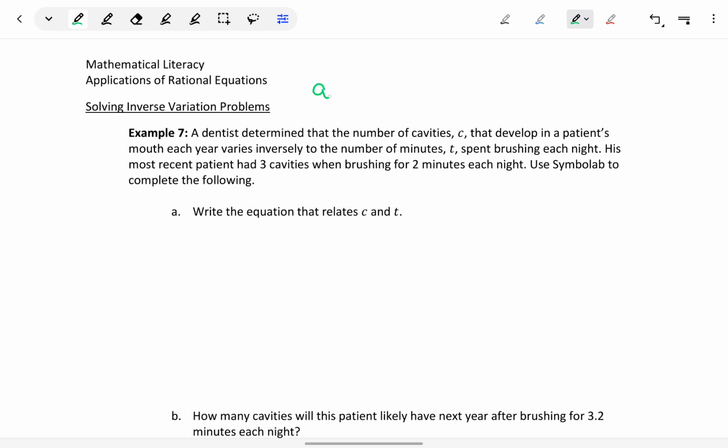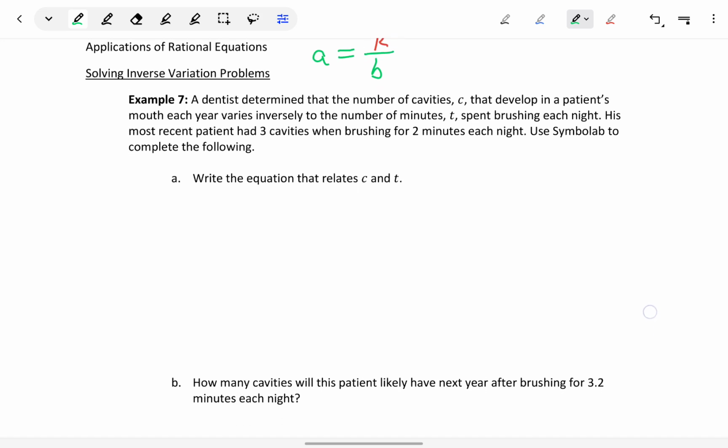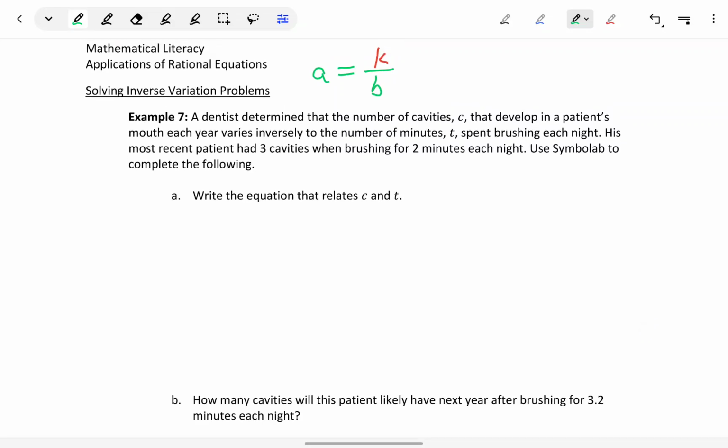Since in this case our two values vary inversely, rather than a being equal to some constant times b, it will be equal to some constant k divided by b. So there's an inverse relationship between those two values. And what we'll do is look at setting up an equation of that form for this problem. Again, solve for that constant k, and then be able to apply that formula to other scenarios.